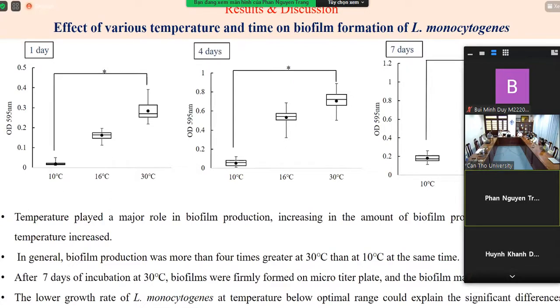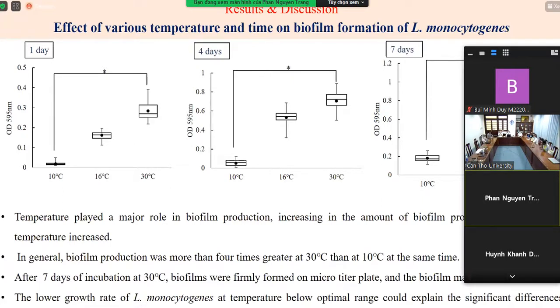In practice, the fish factory is divided into 3 zones. First is receiving and selecting at 30 Celsius degrees, then streaming and cooling at 16. And the packaging zone is around 10. That's the reason why we chose the 3 different temperatures for this experiment. And here is the result. We can say that temperature plays a major role in biofilm formation.